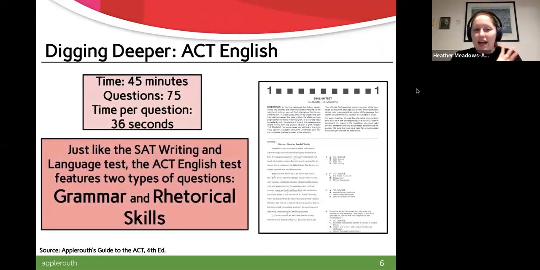Just like the SAT writing section, this one features two types of questions, grammar and rhetorical skills. You're testing your knowledge of English grammar, you're correcting things. And the rhetorical skills questions are where you're deciding what's the best way to say whatever they're trying to say. These sections are essentially you're editing someone else's essay. This is how they test your writing skills, by having you edit someone else's paper.